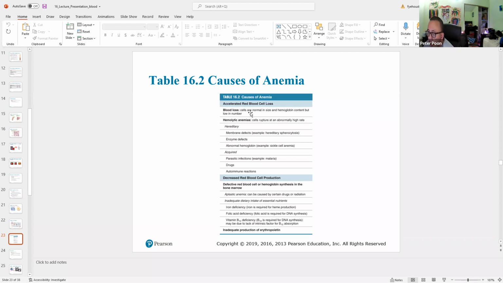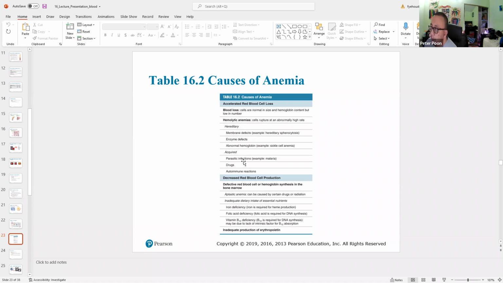So you can have blood loss, which will lead to cells that are normal size. The hemoglobin is lower, because they don't fill up with enough hemoglobin. Okay, hemolytic anemias are where the red blood cells lyse. You have hereditary ones, membrane defects or enzyme defects, or sickle cell anemia where it changes shape, or you can have them acquired.